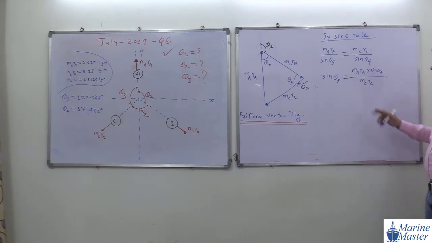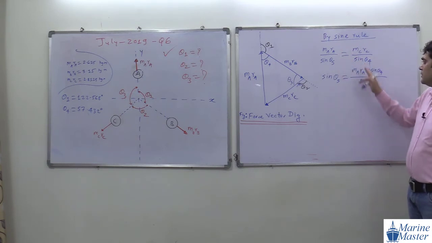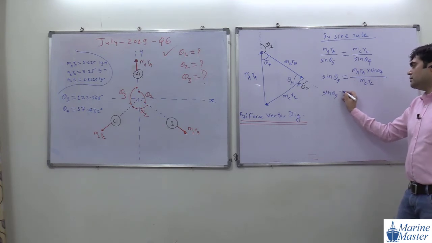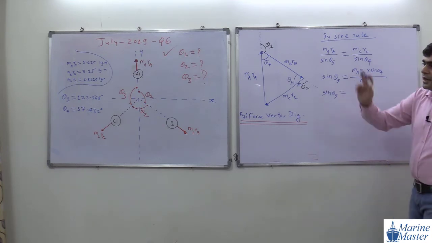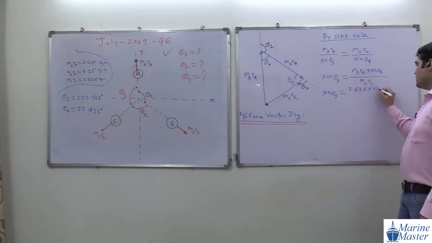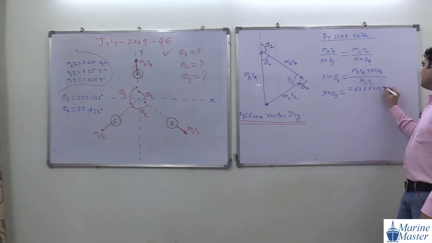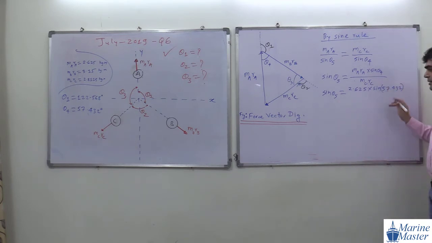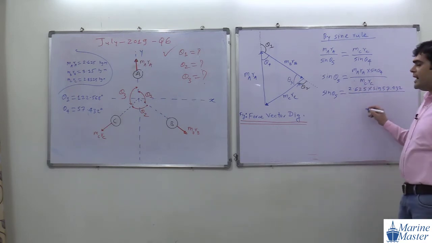MCRC. Check it once again. MARA sine theta 4 by MCRC. Okay, good. So sine theta 5 will be equal to what? MARA is how much? 2.625. Okay, sine of theta 4 is how much? 57.432. And guys, remember one point: while putting this into the calculator, please close this bracket. But for making things simple while writing, you don't have to do these things. And MCRC is how much? 2.8125.